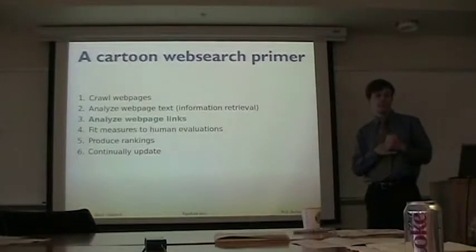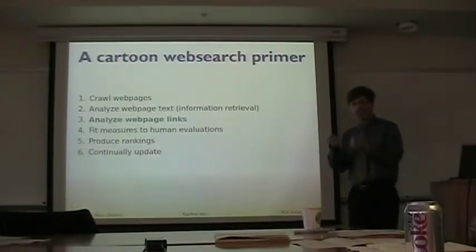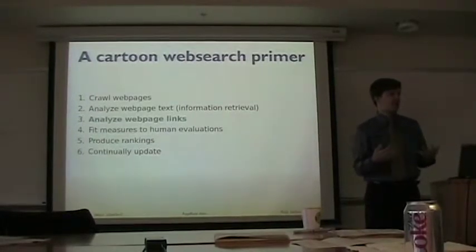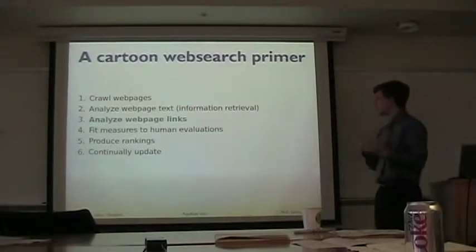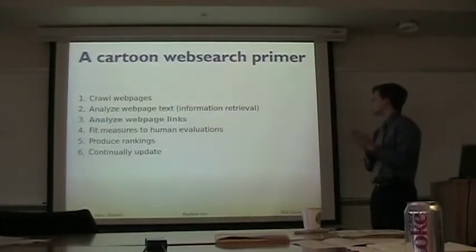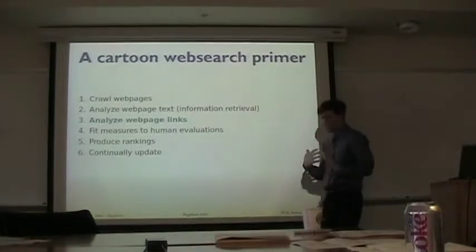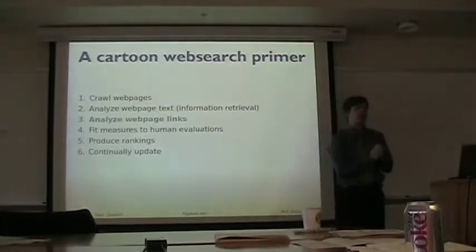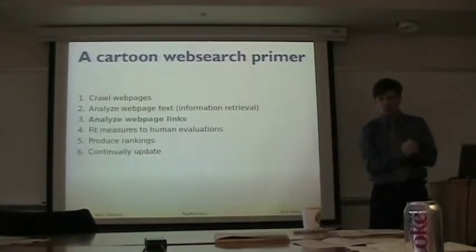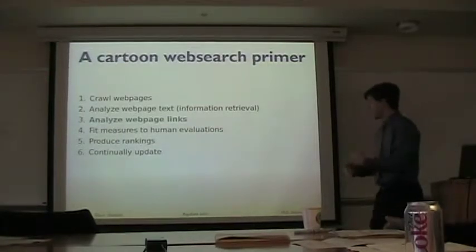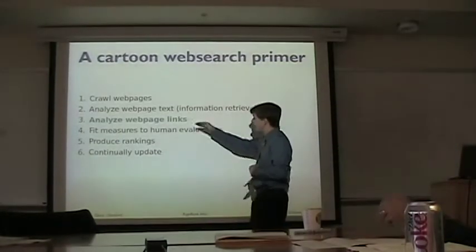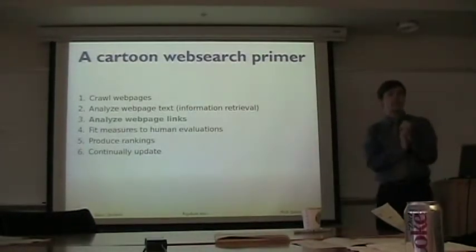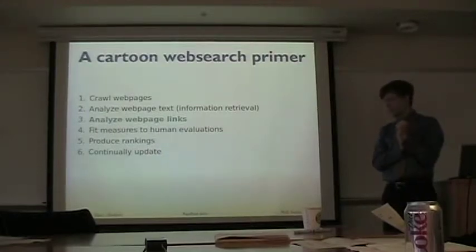This would be building some sort of inverted index that allows you to take a word and look up what pages it occurs on, and maybe do some other analysis to figure out which are the most important words on that page. Then you want to figure out which pages are the most important ones out there on the web. One way of doing that is to analyze links between pages that people visit. So once you've got this text information and the link information, you need to figure out how people would rank pages on the web.